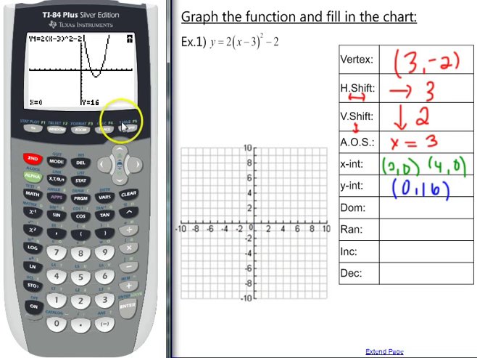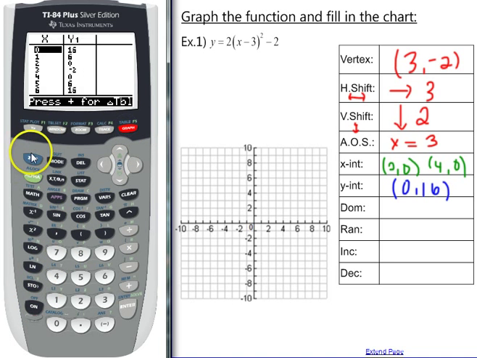So to go to our table, you want to hit second, graph, and then we actually have our vertex here, which is (3, -2). So you want to find around where the X coordinate is 3. So right at that vertex. So let's plot the points around there.